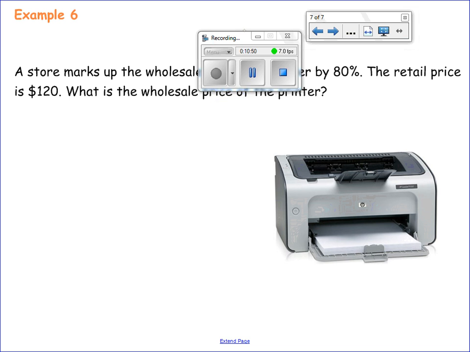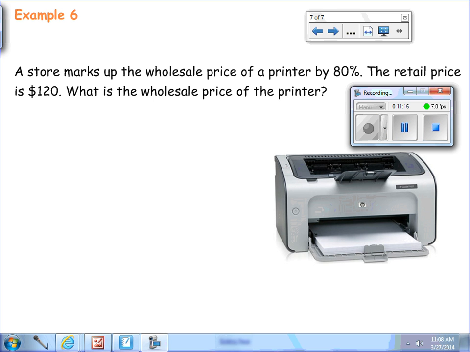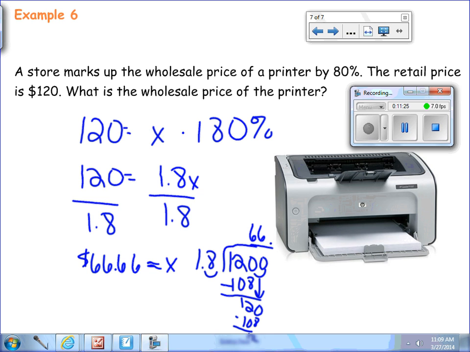Example 6, our last example. A store marks up the wholesale price of a printer by 80%. The retail price is $120. What is the wholesale price of the printer? Use the previous example to determine the wholesale price. What did the company actually buy it for before they sold it to you? Use the previous example to help you set that up. Remember, in these examples, since we're dealing with money, you're going to go back to the hundredths place. Like in the previous example. If I said tenths place, I meant to say hundredths because we're dealing with money.